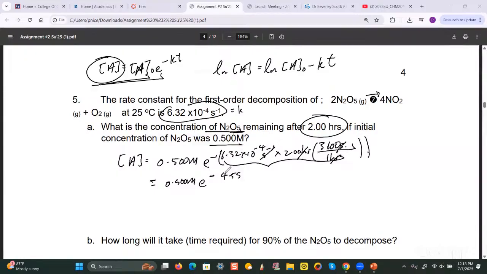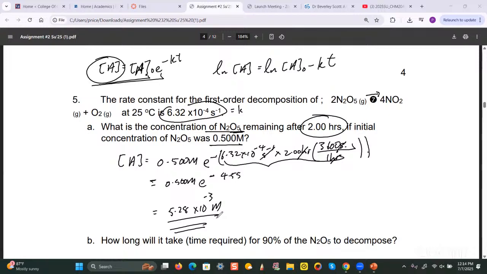So what I'm going to do now is do e to the minus 4.55, which is 4.55, minus, shift e, and then multiply by 0.5. And according to my calculation, I got 5.28 times 10 to the minus 3 m. So that's what I got for that. All right? Any questions about this?